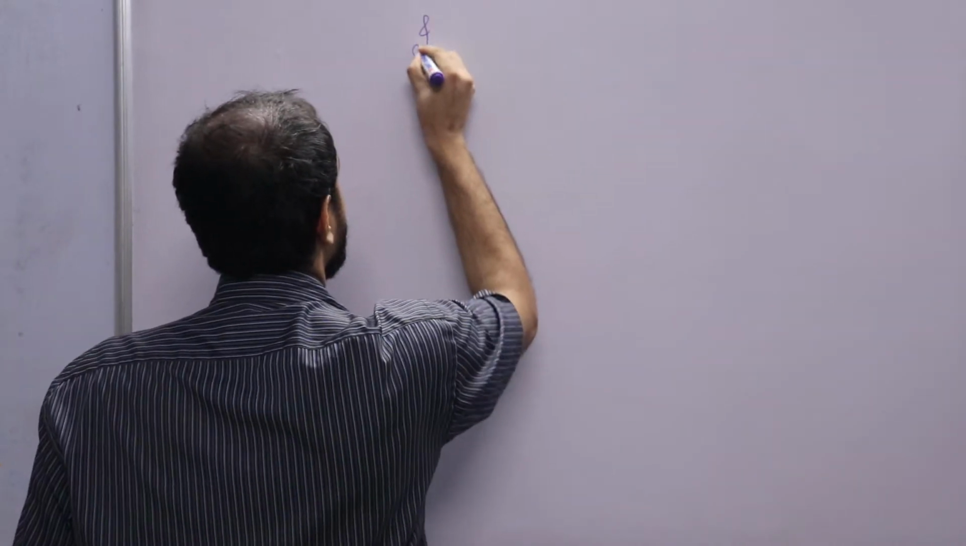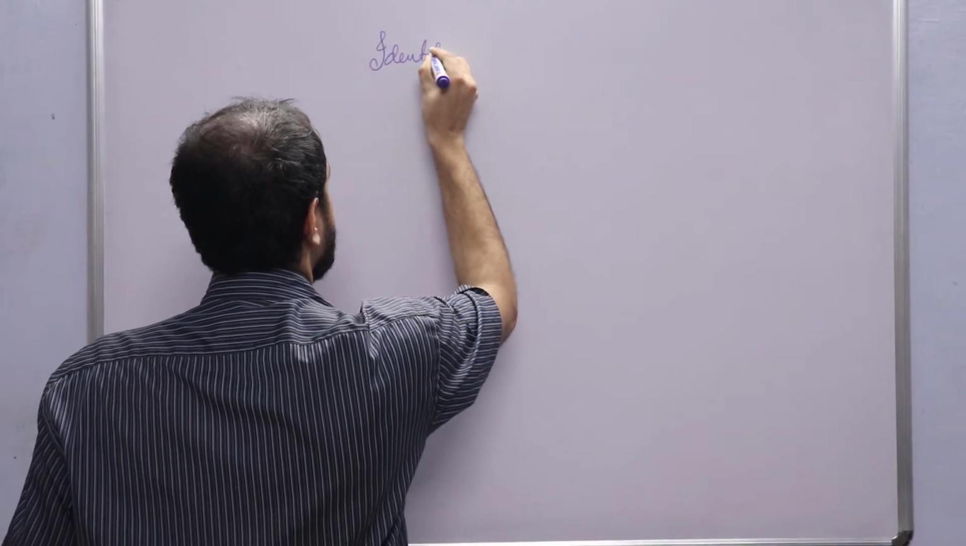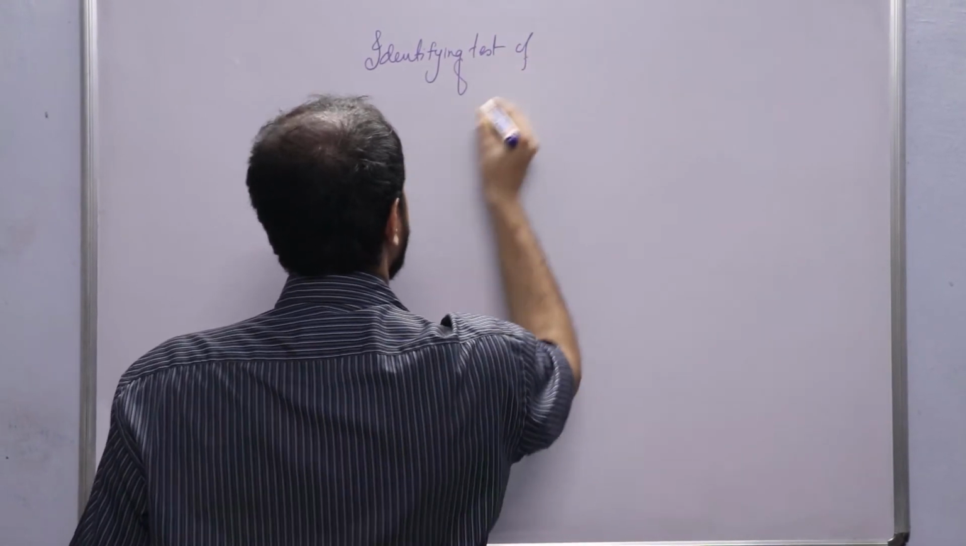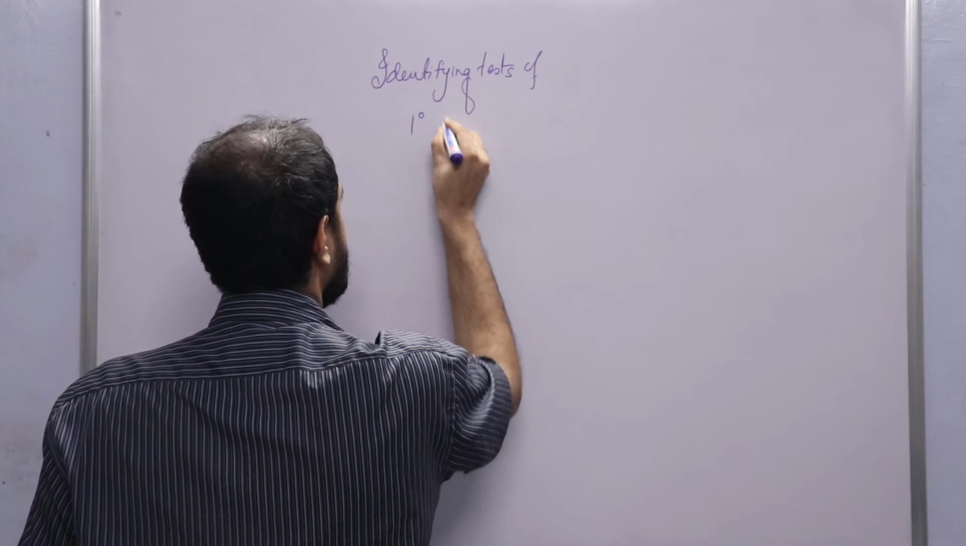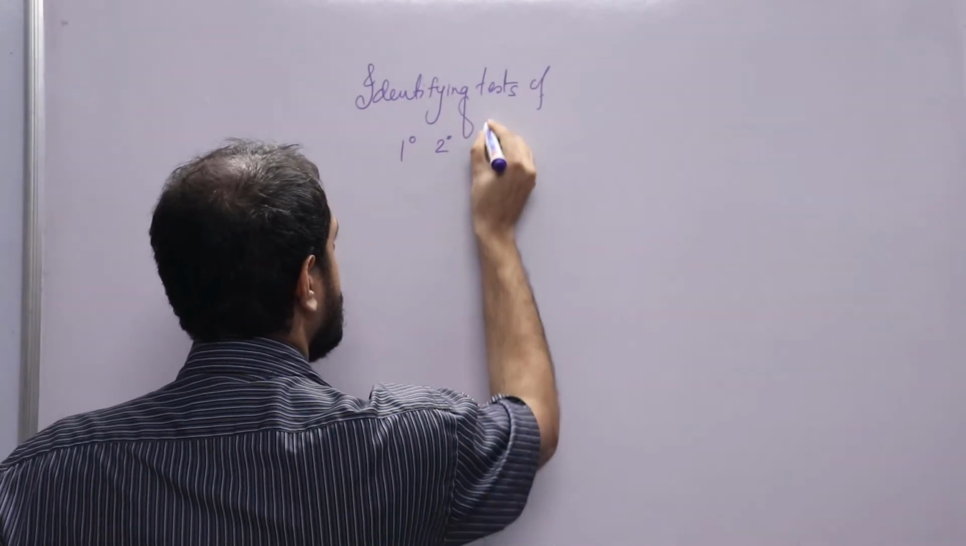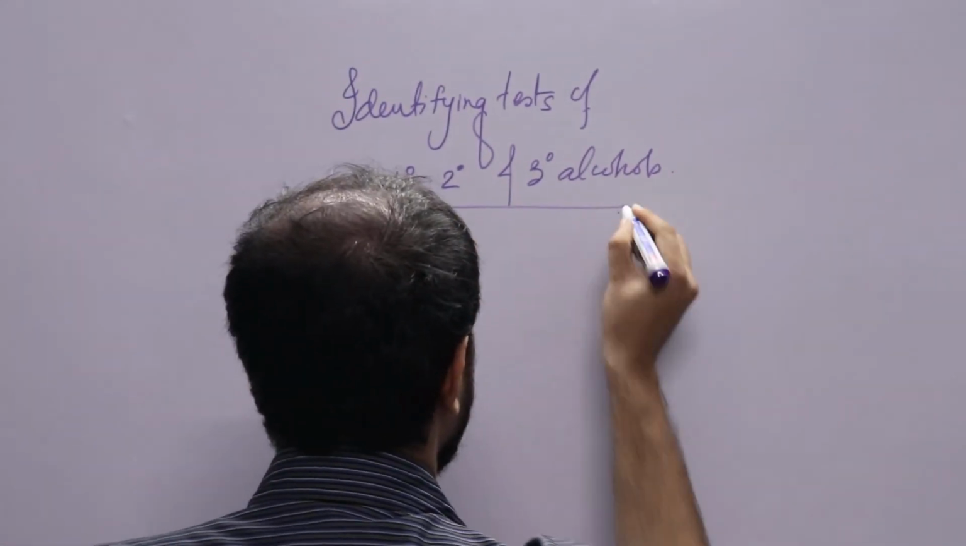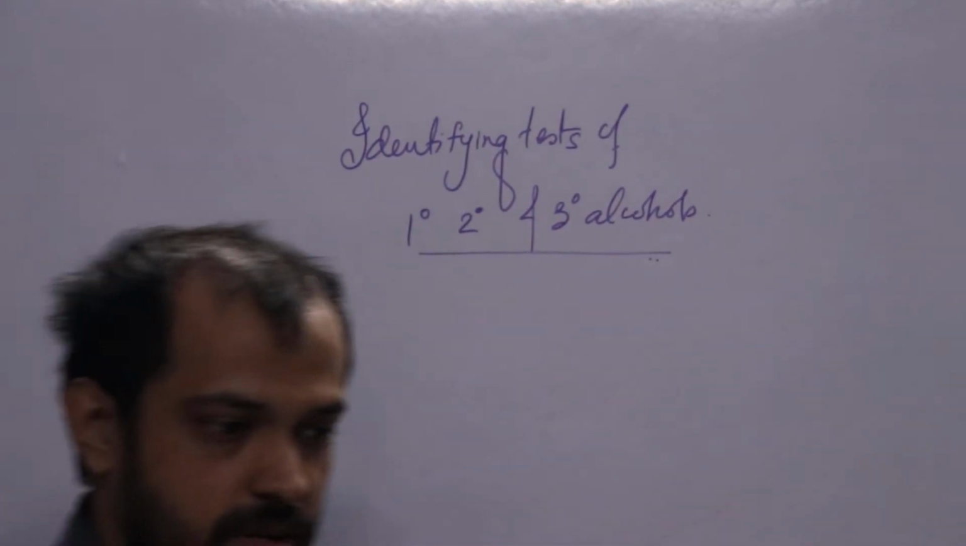So now we will be discussing Victor Meyer and Lucas test. These are the basic tests for identifying 1 degree, 2 degree and 3 degree alcohol. These are identifying tests of 1 degree, 2 degree and 3 degree alcohols.